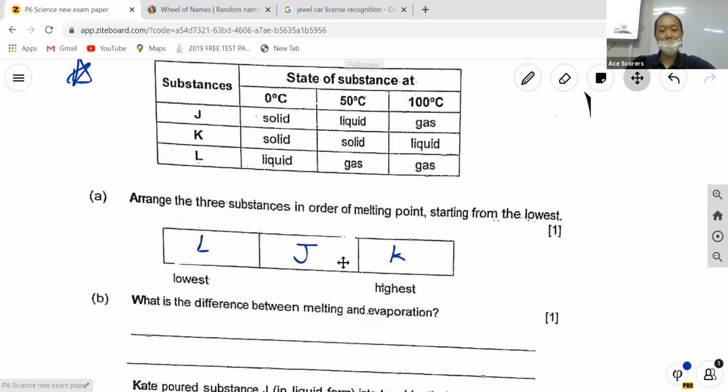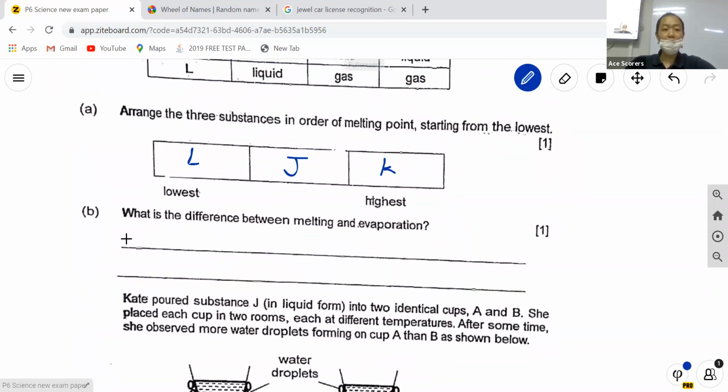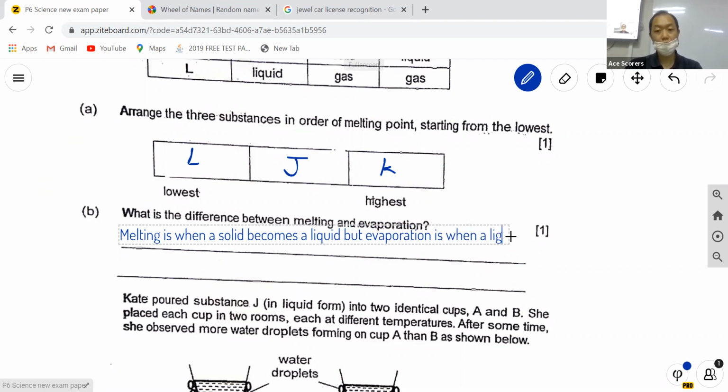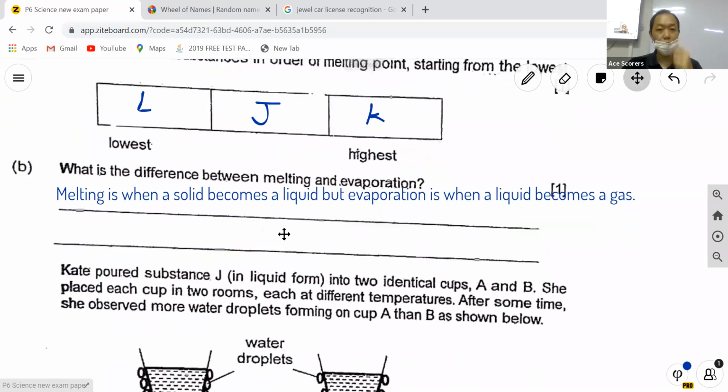What is the difference between melting and evaporation? Solid to liquid, then evaporation is liquid to gas. Yes, yeah, so just say that. Okay, so it's just two different processes, right? One is solid to liquid.